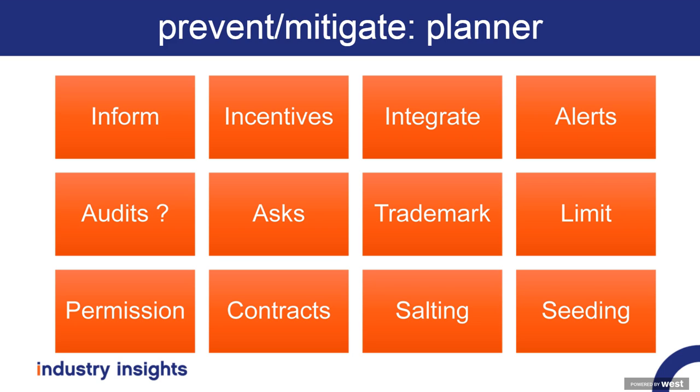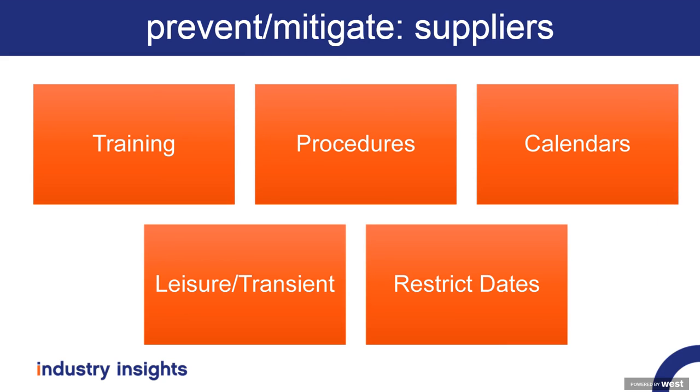By the way, this is a lot of information in a real small space and a real small set of time. All of this stuff is in depth on the Events Industry Council website, and I'll share that information with you a little bit later. For the suppliers, you've got to have training. Your reservation staff has to understand that this is a problem, what procedures are in place, comparing calendars, watching the leisure and transient role, and restricting dates if you know you've got groups coming in.